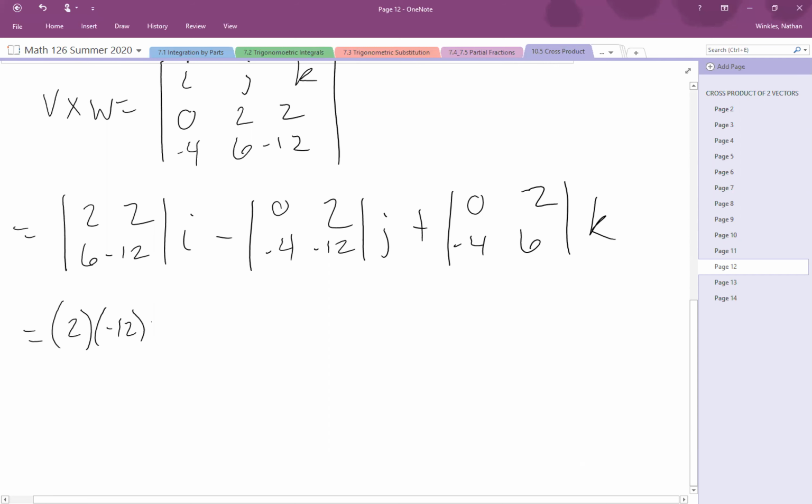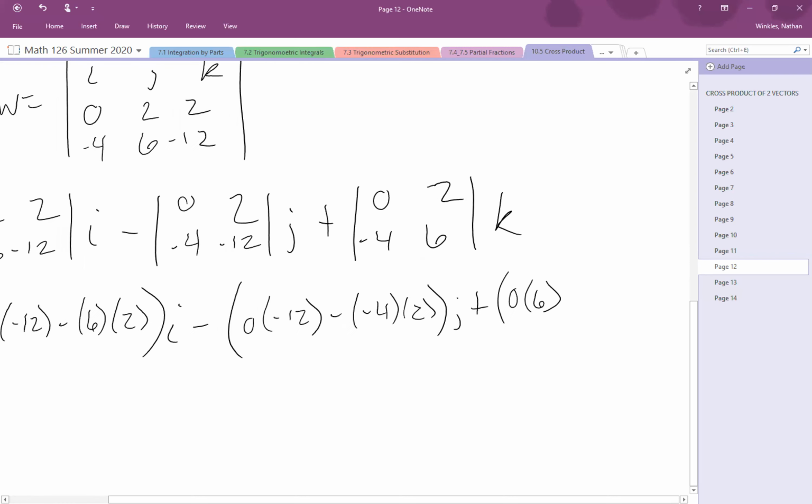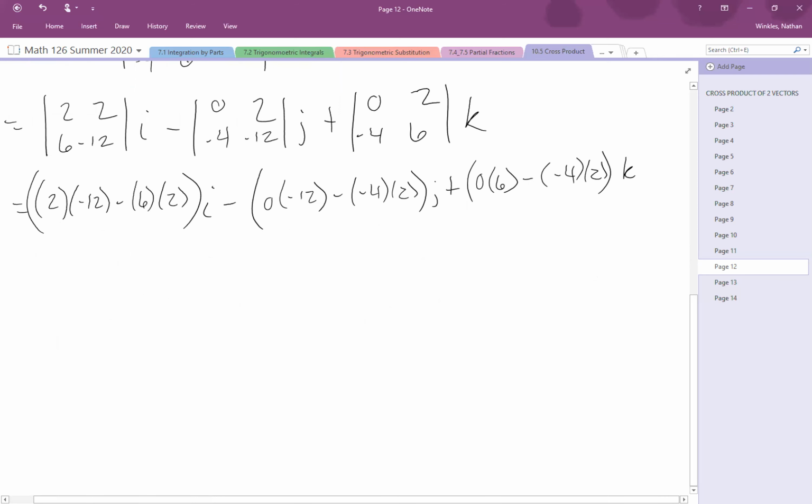2 times negative 12 minus 6 times 2 times I minus 0 times negative 12 minus negative 4 times 2 times j plus 0 times 6 minus negative 4 times 2 times k. So when we simplify this, we get negative 36i minus 8j plus 8k.